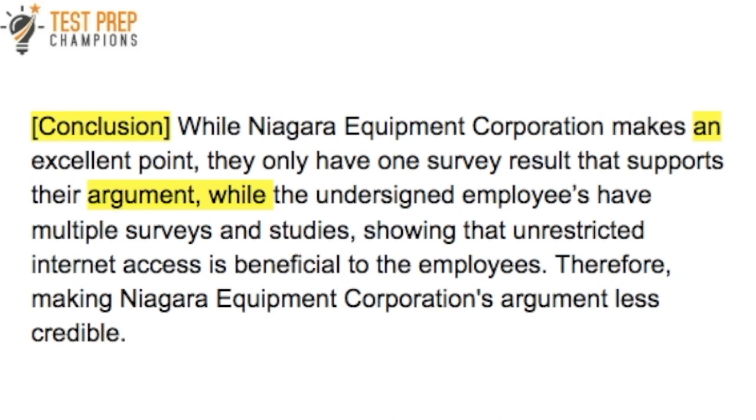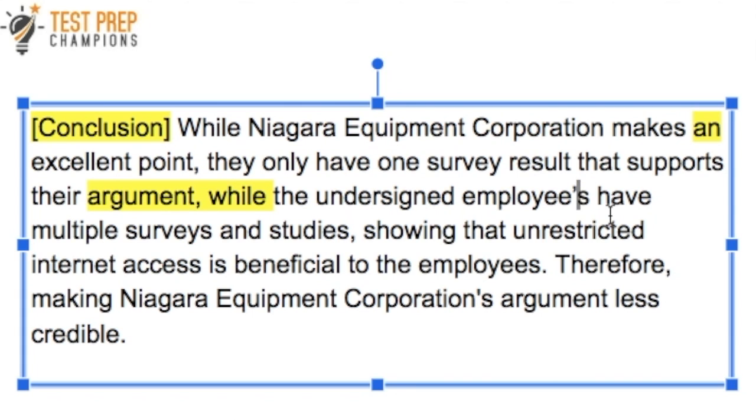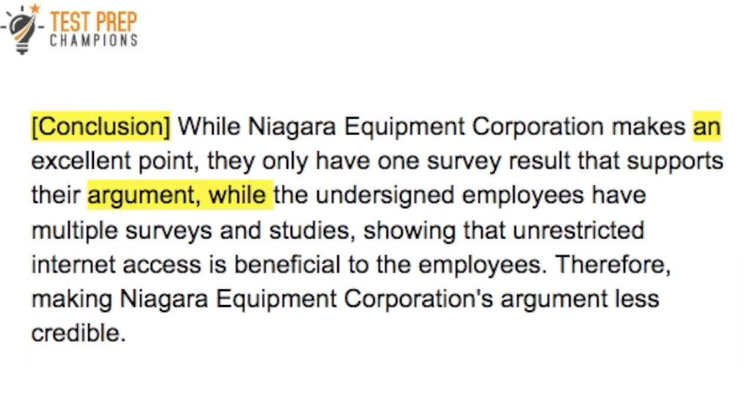And then you could also turn this part into multiple sentences. When you have their argument, comma, while the undersigned employees have multiple surveys and studies showing, I think you could turn that into another sentence. After argument, put a period, then say, "On the other hand," comma, the undersigned employees. One other thing I'm noticing is that you won't need this apostrophe here, so we'll get rid of it. And then I think this would be a good conclusion.